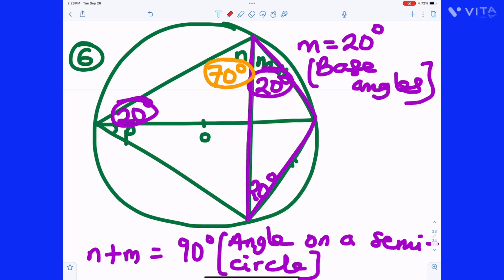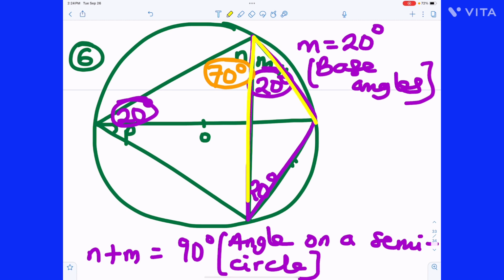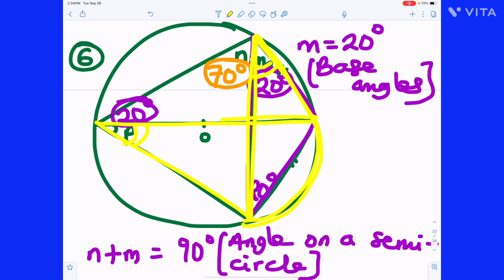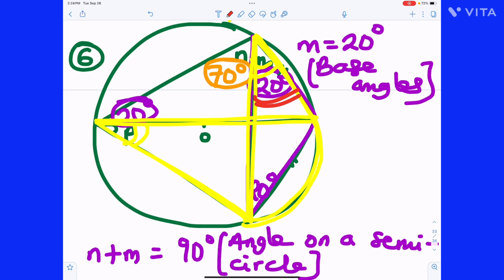Let me start all over again. Let me use yellow. If this is 20, this will also be what? 20. They are in the same segment and formed on the same arc. They are sitting on the same arc. One is formed this way. The other is formed this way. So both angles are equal. 20, 20. They are formed the same way.